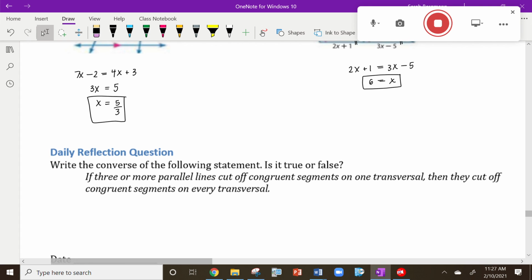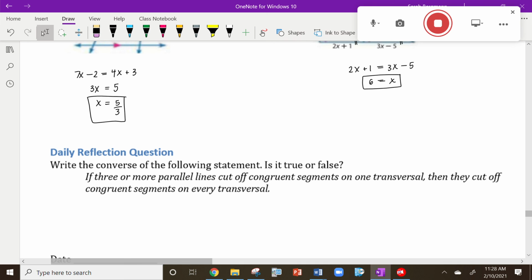And finally, here's what I want you to reflect on today. I want you to write the converse of this statement. If 3 or more parallel lines cut off congruent segments on one transversal, then they cut off congruent segments on every transversal. Write the converse and then tell me, is it true or false?